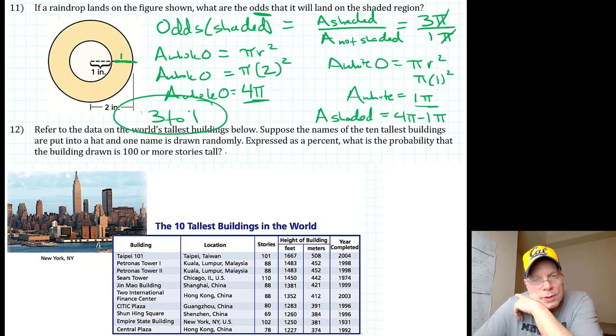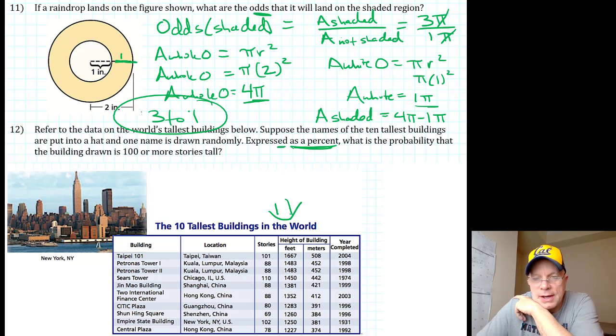Refer to the data on the world's tallest buildings below. Tons of data. That's intentional. Suppose the names of the 10 tallest buildings are put into a hat and one name is drawn randomly. Express as a percent. This is not worded well. I wonder if I reworded this, and it should say expressed as a percent. No. Oh no, it's worded fine. Expressed as a percent. What is the probability that the building drawn is 100 or more stories tall?